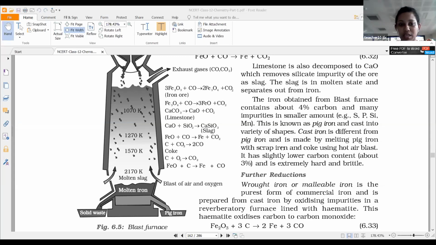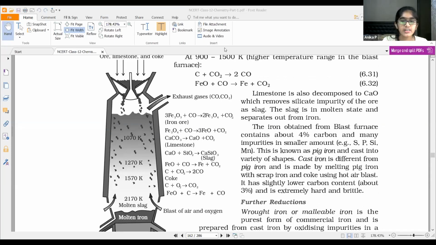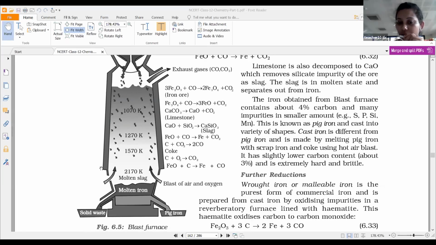Ma'am, like carbon dioxide, even oxygen can evaporate, ma'am. Yes, that possibility is there. But you have to think practically how it is. The temperature is very, very high. Imagine. You can do one thing in Google: check a video of the operation of this, how the iron is extracted. It is a very complicated process, students. Will you check the video once? At that time it will be clear to you.